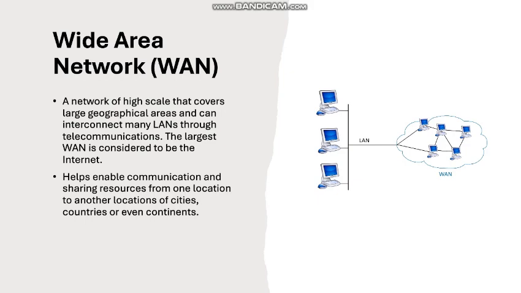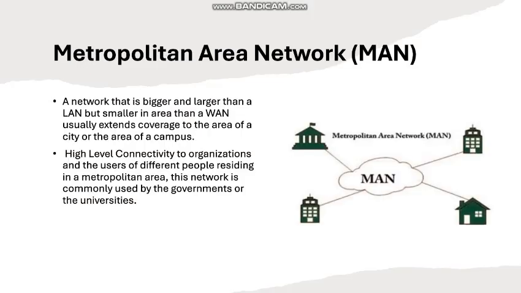Helps enable communication and sharing resources from one location to another location, sites, countries, or even continents. Metropolitan area network, MAN: a network that is bigger than a LAN but smaller than a WAN. It usually extends coverage to the area of a city or a campus, giving high-level connectivity to organizations and users residing in a metropolitan area. This network is commonly used by governments or universities.